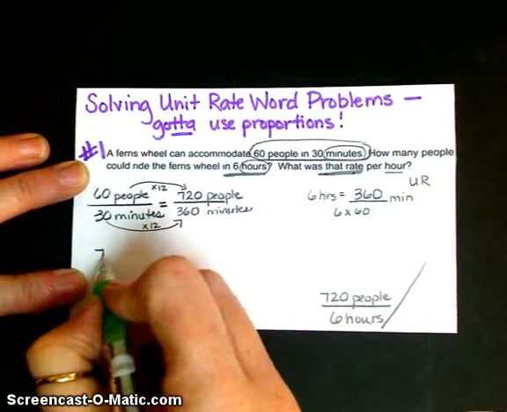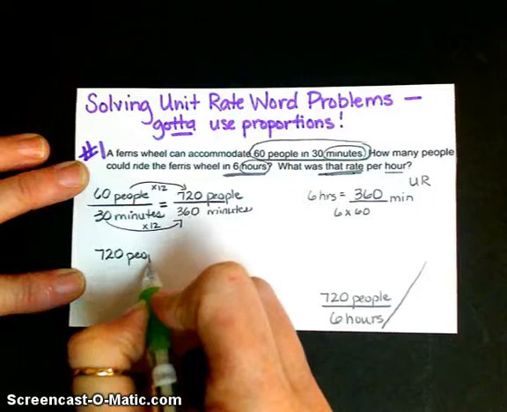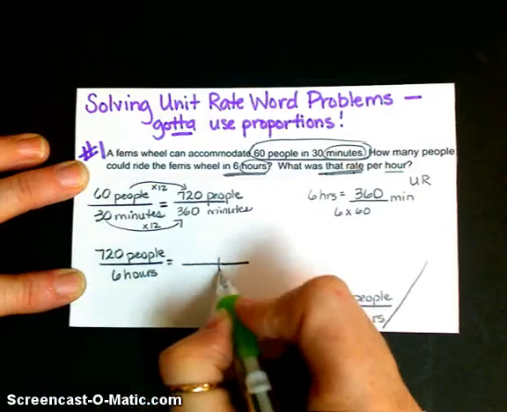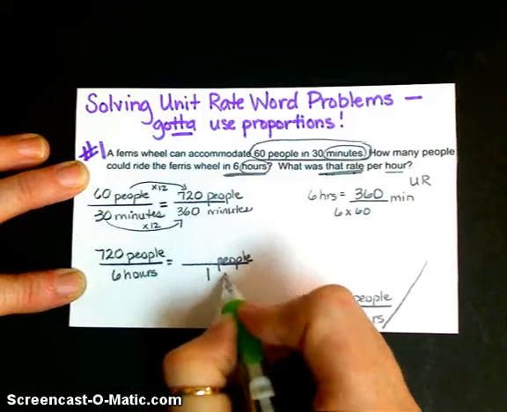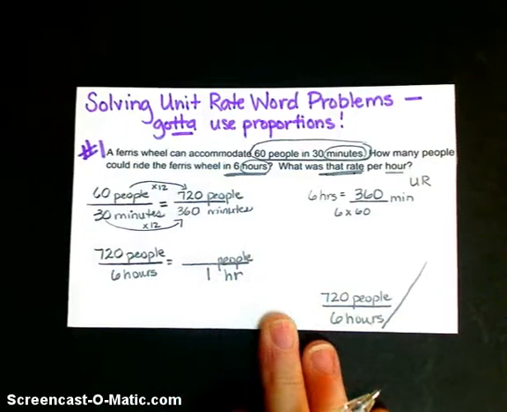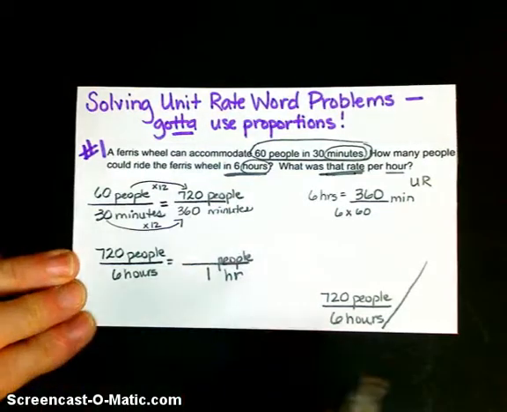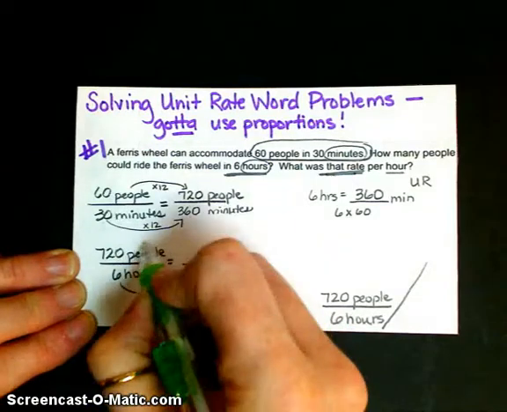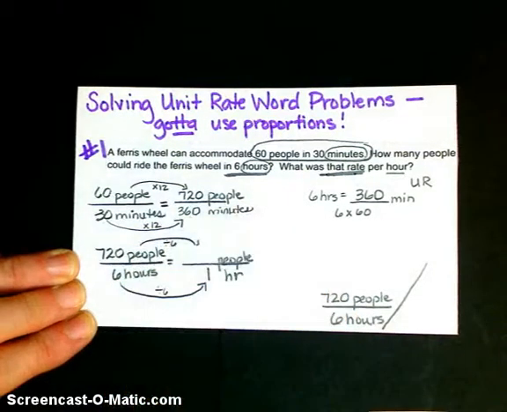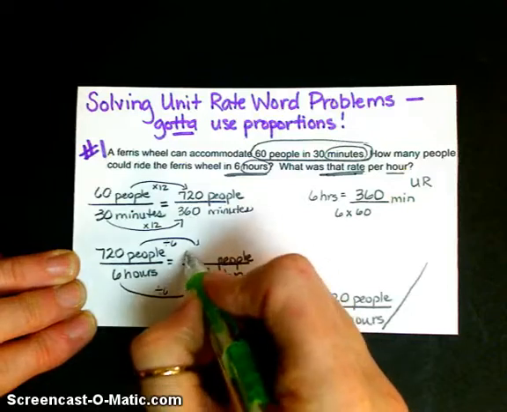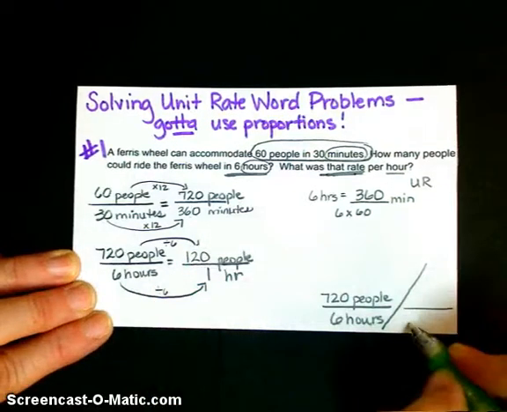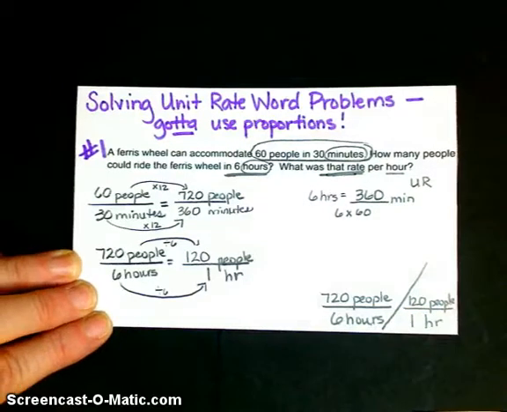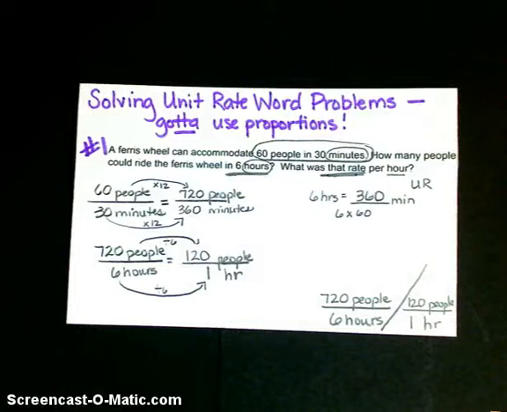So we have to come over here and do 720 people in 6 hours, and we have to figure out how many people that means can ride in 1 hour, because a unit rate always has 1 on the bottom. Well, to go from a big number of 6 down to a little number of 1, I have to divide both the top and the bottom by 6. And I get 120. So in 1 hour, 120 people can ride the Ferris wheel. That's how we're going to solve that word problem.